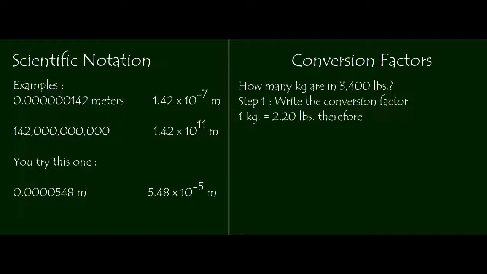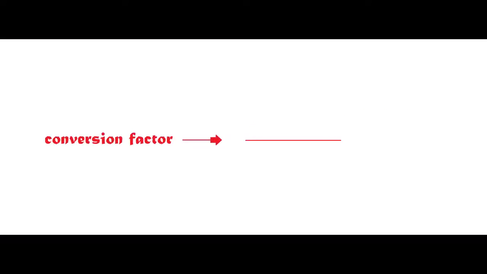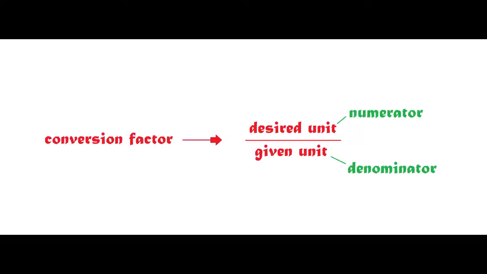Therefore, we could say 1 kilogram divided by 2.20 pounds is equal to 1. And conversion factors are always equal to 1. It's important to remember that the numerator, 1 kilogram, must be what's known as the desired unit. The desired unit is the one that you're trying to find, and that the denominator, which is in this case 2.20 pounds, is the known unit. It's the known unit because we were already told that we have 3,400 pounds.